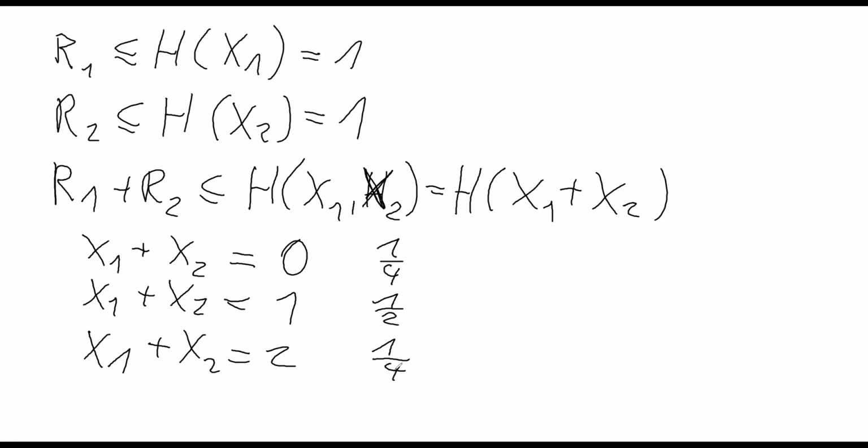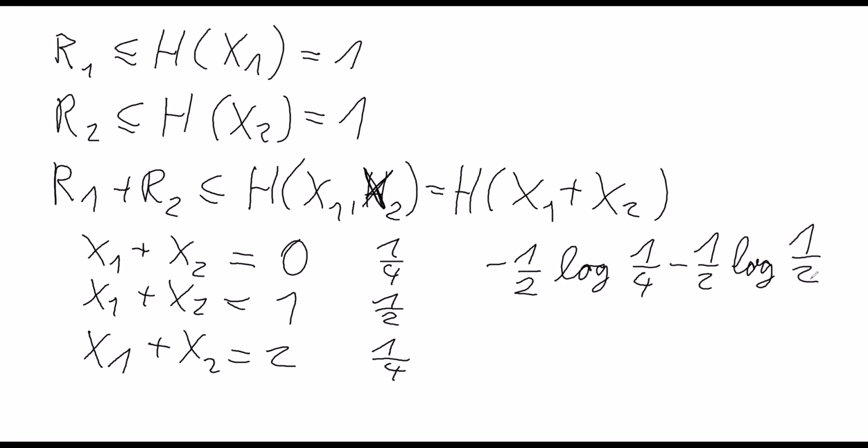So if we now calculate the entropy, we have minus 1 over 4 times log 1 over 4, minus 1 over 2 times log 1 over 2, minus 1 over 4 times log 1 over 4. And if we evaluate this, we get 3 over 2 times log 2, which is equal to 1.5.